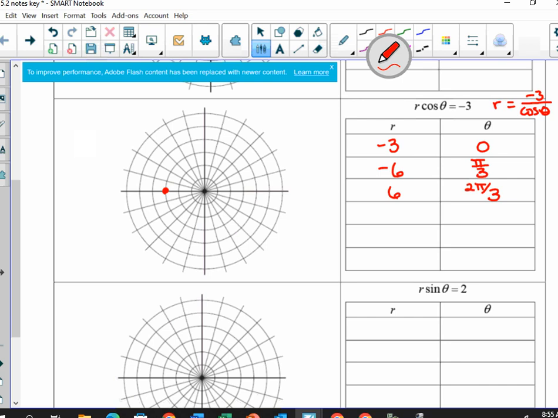Negative 6, pi over 3. I think that's the tricky one for you guys to plot because you start left. 1, 2, 3, 4, 5. So 6 is on the outer edge. These are like the 3 that would matter. So it's here. Positive 6, 2 pi over 3 is here. Do you see it? So what's the easier way?